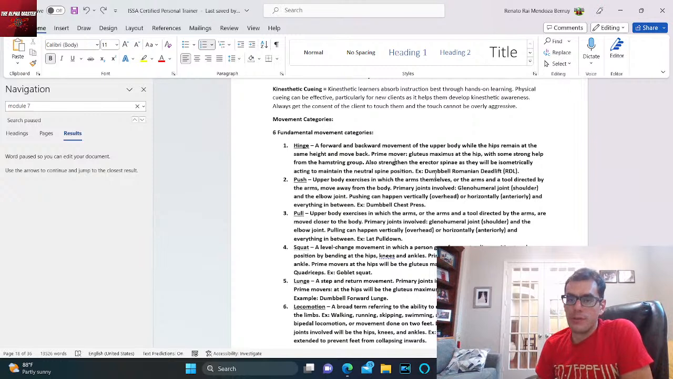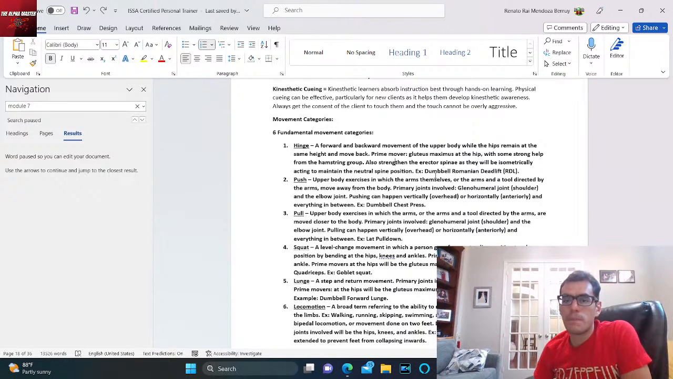So you have six fundamental movement categories. You have the hinge. It's going to be a forward and backward movement of the upper body while the hips remain at the same height and move back. The prime mover is going to be the gluteus maximus at the hip with some strong help from the hamstring groups. Also strengthen the erector spinae as they will be isometrically acting to maintain the neutral spine position. An example of this is going to be the dumbbell Romanian deadlift.